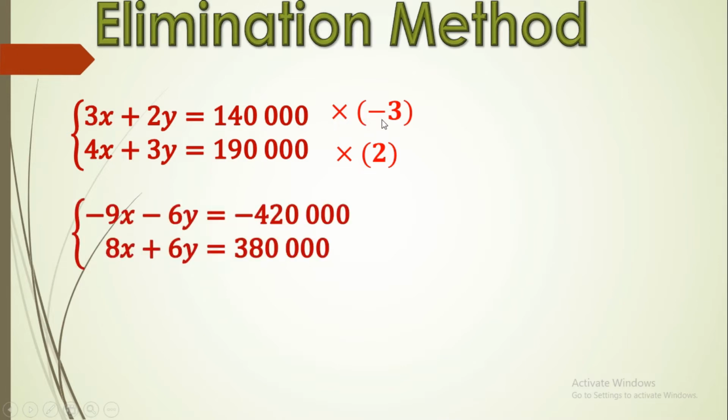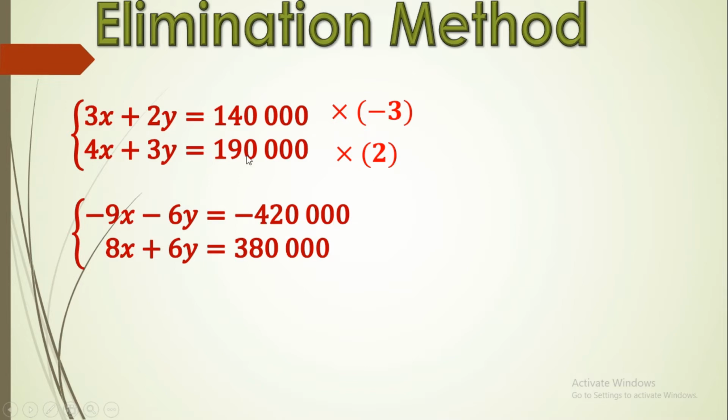Here we multiply all of the first equation by minus 3. Minus times plus is minus: 3 times 3, 9, x, we copy it. Now plus times minus, minus, 2 times 3, 6, and y we copy it. Equal, we copy it. Now 140,000, we multiply it by minus 3, we get minus 420,000.